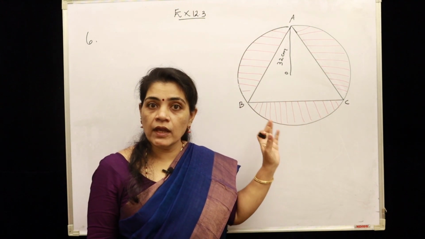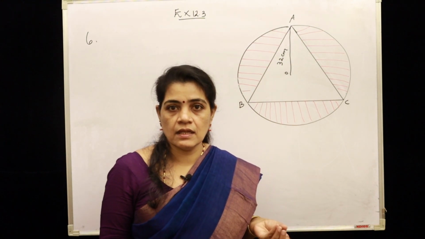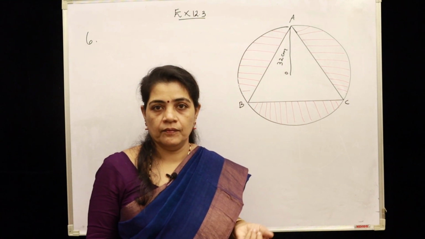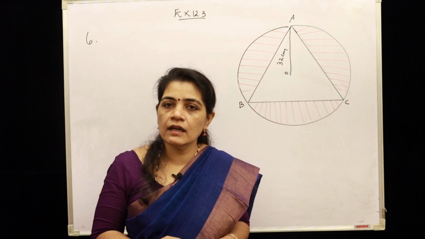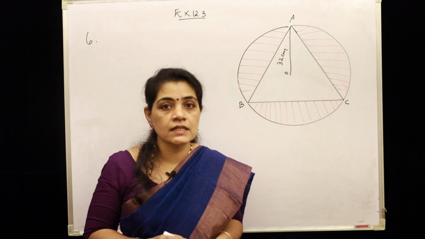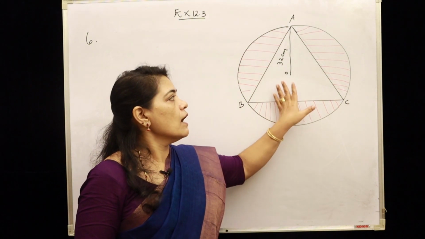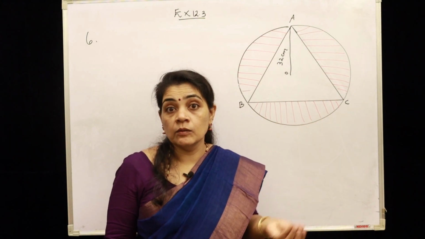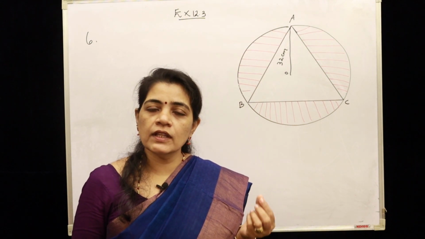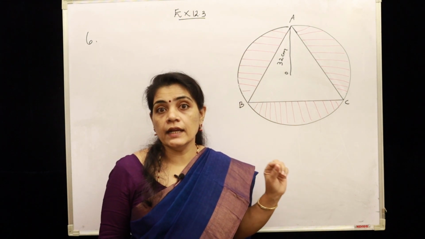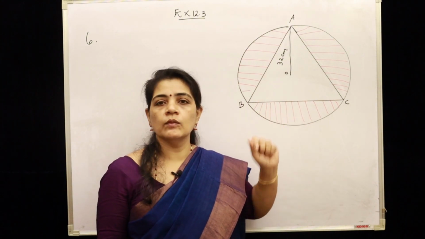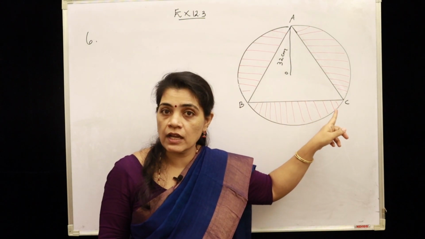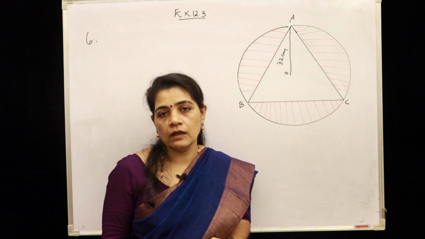That means in the remaining portion there are some designs, and we have to find the area of the design. From the figure it is very clear that you will get the area of this design by subtracting the area of this equilateral triangle from the circular table cover. For that we are given only the radius of the circular table cover, which has center O, and the equilateral triangle is inside it.